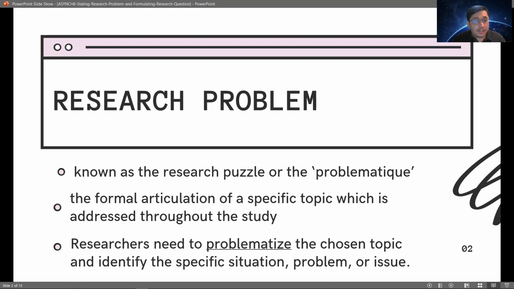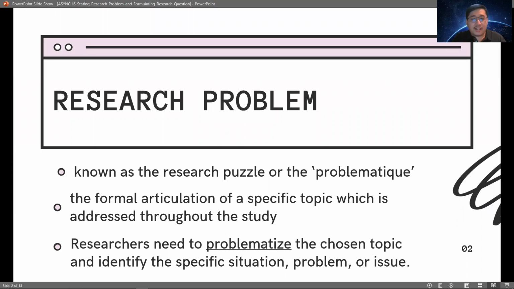Another definition for the research problem is the formal articulation of a specific topic which is addressed throughout the entire study. This is the complete and specified research topic that will serve as the very core of your study. We mentioned last time that the research topic is very important because everything around it will revolve, including the research questions, as well as the methodology and the research instrument that you will use. Now, your job as researchers, you need to problematize the chosen topic.